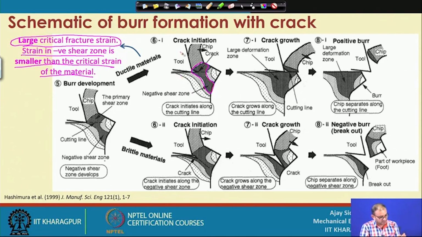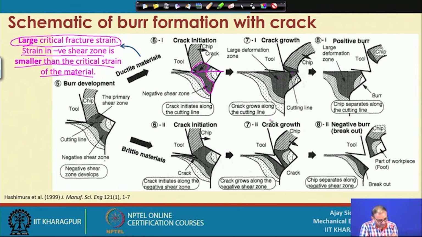So now let us go in this direction. If the material cracks in this case, there is a crack initiation. This dashed line is showing the crack, and we expect that the material should move in the same direction, because it is a ductile material and you are not getting a fracture of the material. Unless the tool completely passes through the workpiece, you will not get a chip out of it; it is still sticking to the surface. So this is the crack initiation, the crack initiates along the cutting line, and this is the negative shear zone we are talking about. It is smaller than the critical strain of the material, so it will not exceed the strain limit of the material. So it will stay there.